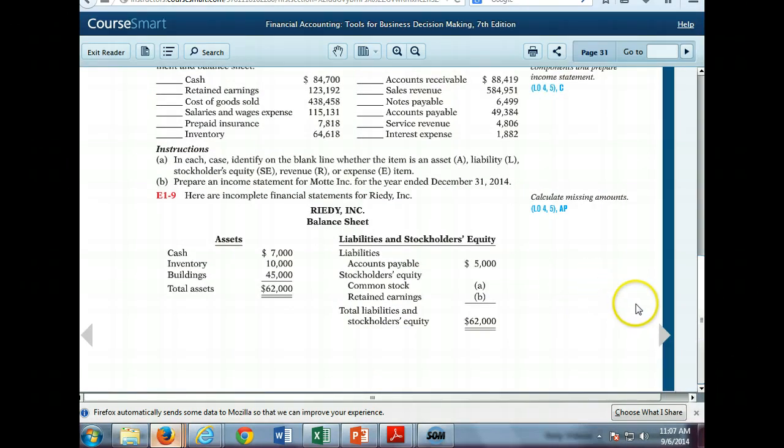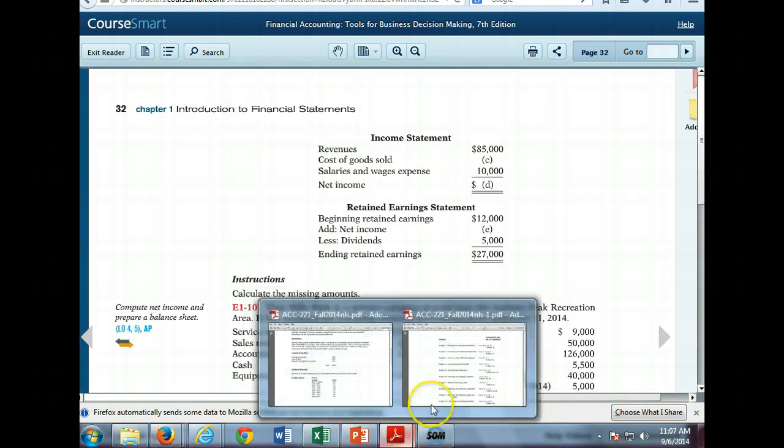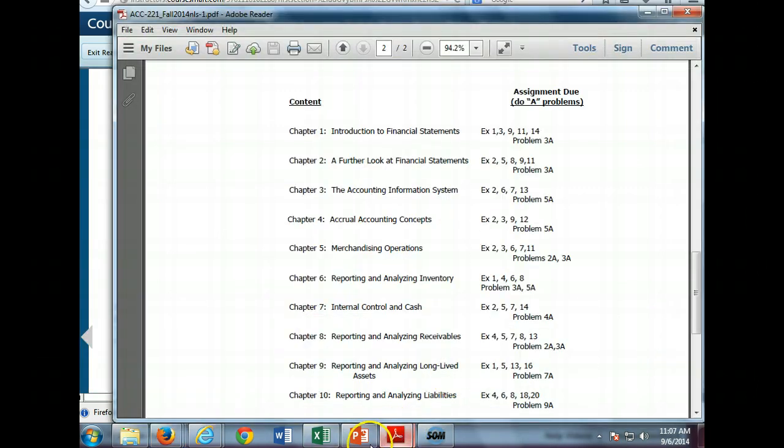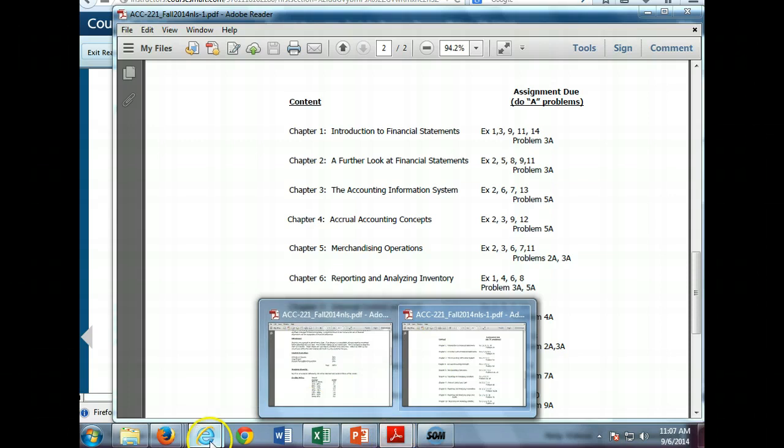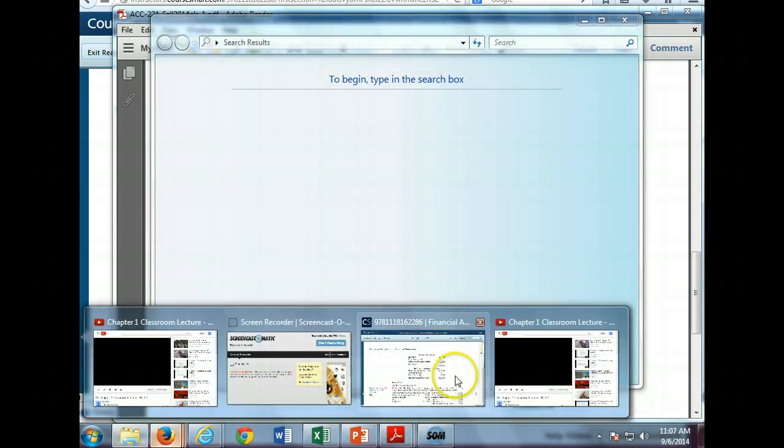Here's an incomplete financial statement for number 9, I believe you have for homework, right? Okay, and you also have 11 and 14, so let's find something that is gonna be similar to that.